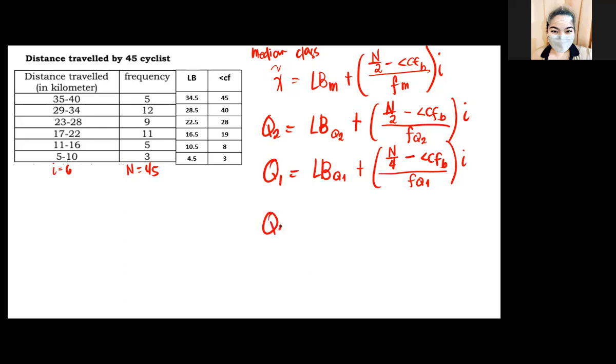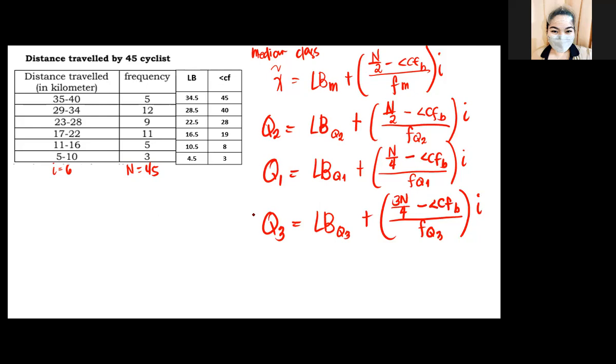Next, what if q sub 3? Siyempre, lower boundary din of q sub 3 class plus instead of n divided by 4 and n divided by 2, magiging 3n divided by 4 mo to. Kasi that's 3/4 of your data minus the cumulative frequency below and the frequency of the q sub 3 times I. So, ayan po yung mga formula na meron tayo. At mamaya makikita nyo paano pag decile na, paano pag percentile na.